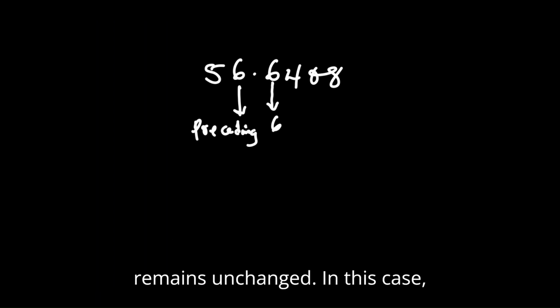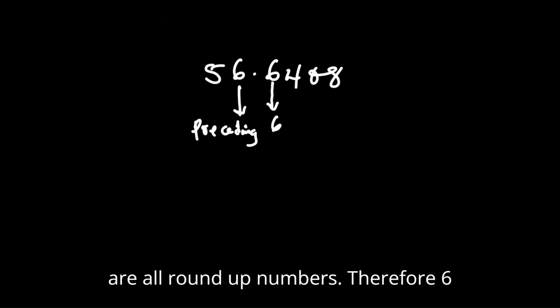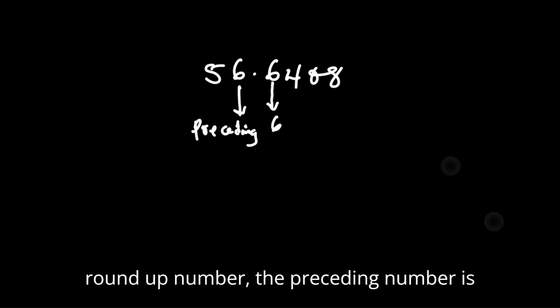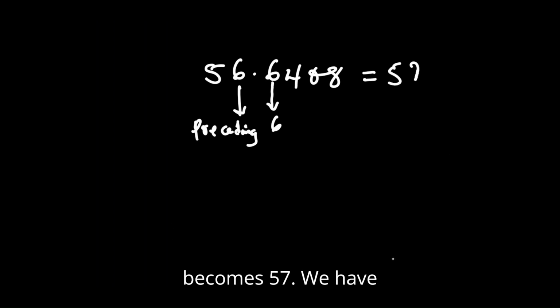In this case, the reference number is 6. And if you can recall, we say that 5, 6, 7, 8, 9 are all round up numbers. Therefore, 6 is a round up number, and because 6 is a round up number, the preceding number is increased by 1. That is, the answer becomes 57.